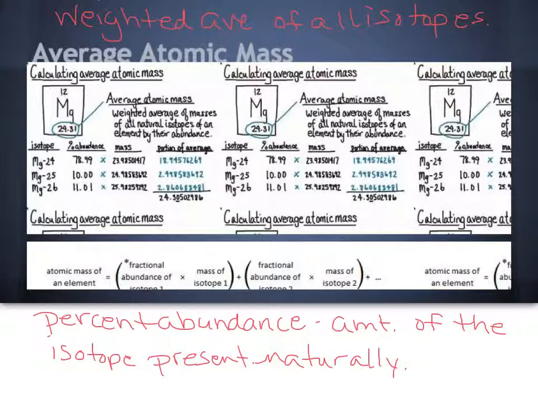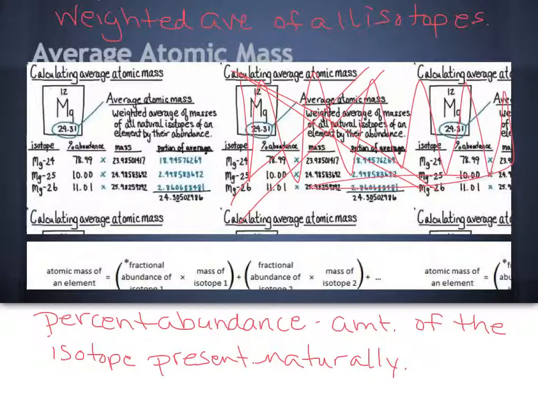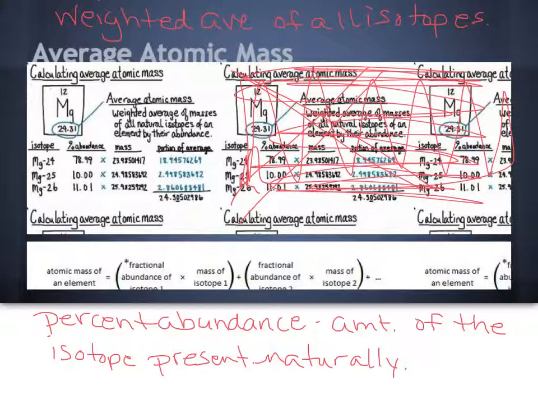So if I look at magnesium, for example, and again, I don't know why it keeps repeating like that, we're just going to look at one. Okay, so let's say magnesium. Magnesium has this average atomic mass of 29.31. That is the weighted average of all of the natural isotopes of magnesium multiplied by their abundances to get the weighted average. So magnesium can exist in three forms.